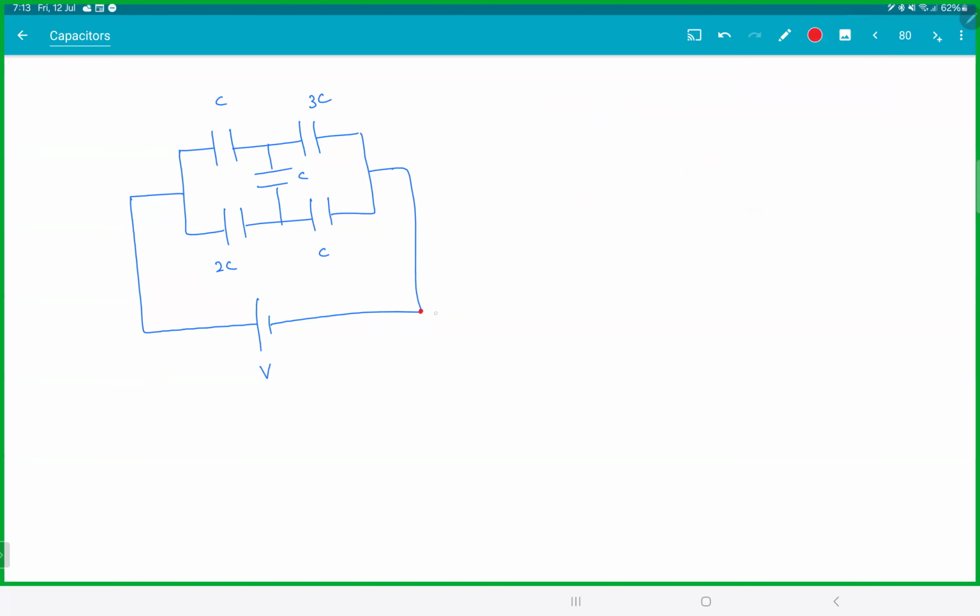Let this be 0. This is 0. This is V. This is V. This is X. This is Y. Let this be Q1. Let this be Q2. Let this be Q3. Let this be Q4. Let this be Q5. Let this be Q6. You can take anything you want.